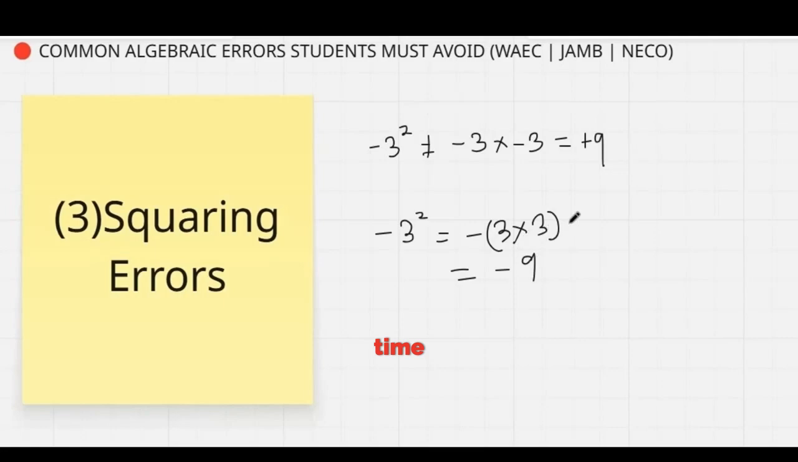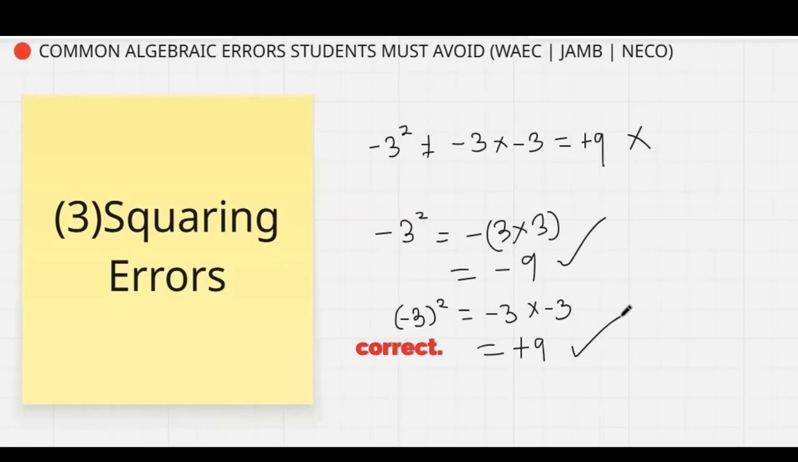The only time we are going to have plus 9 is when the number is written this way, as minus 3 all squared. So in this, the square is working for both 3 and the negative sign. So you are going to interpret this as minus 3 times minus 3, and this will give us plus 9. So this is wrong here. Rather, this one is correct, and this is also correct.